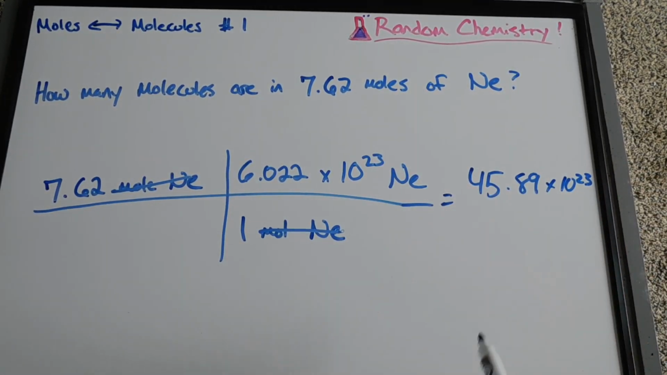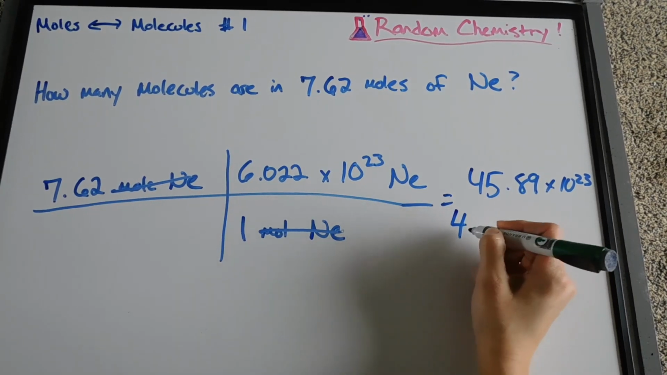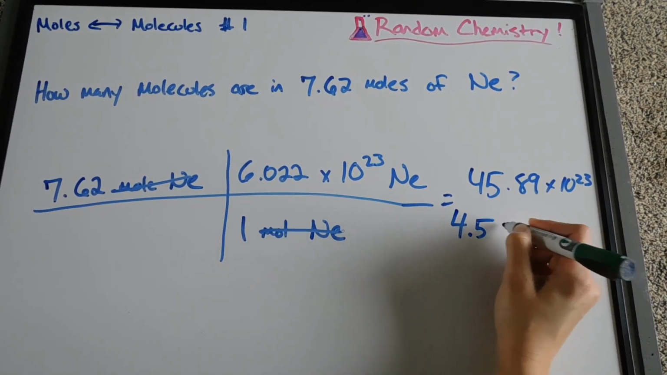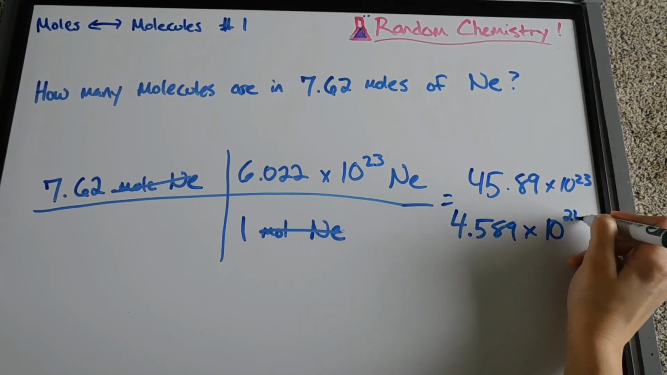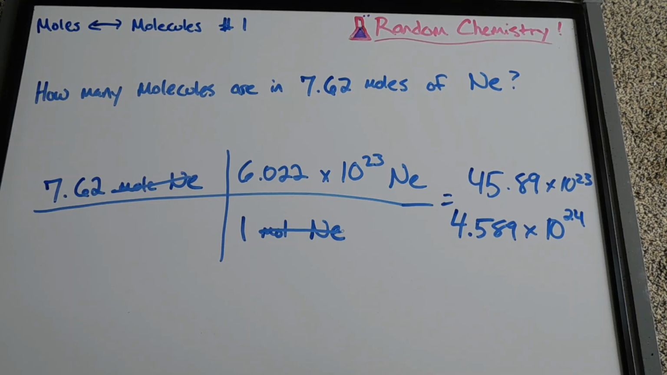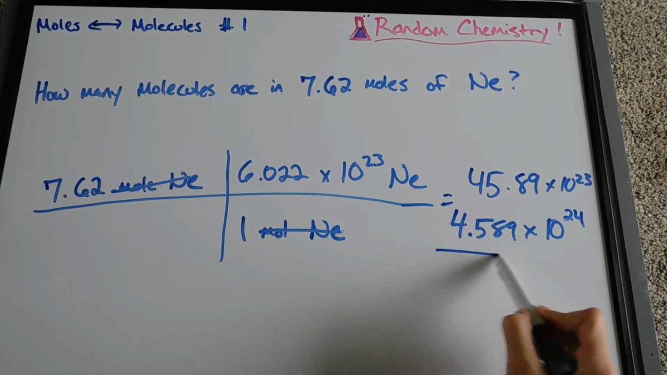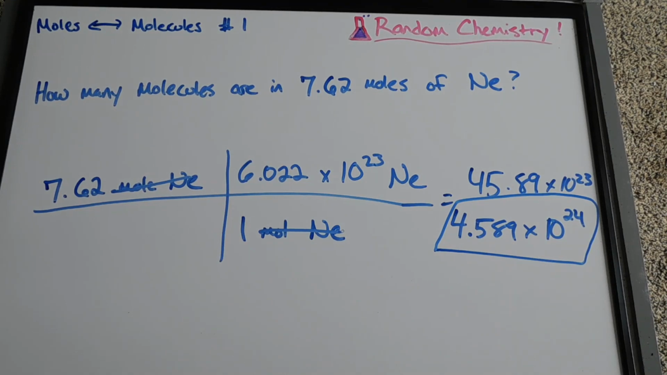I don't know if your instructor will accept this answer because technically it's not in scientific notation. To put it in scientific notation, we would have to move the decimal point, so it would be 4.589 times 10 to the 24th. We moved the decimal point to the left, so that increased it by a power. So this is the correct answer in scientific notation. If you're not familiar with scientific notation, check out my video on it.